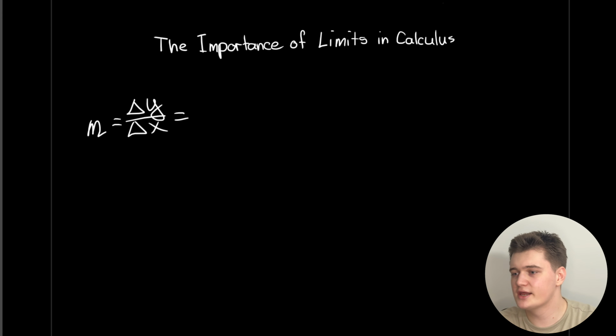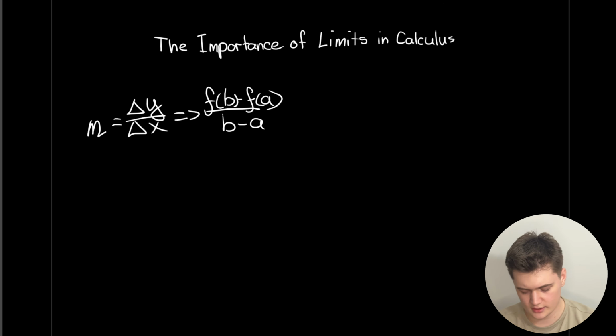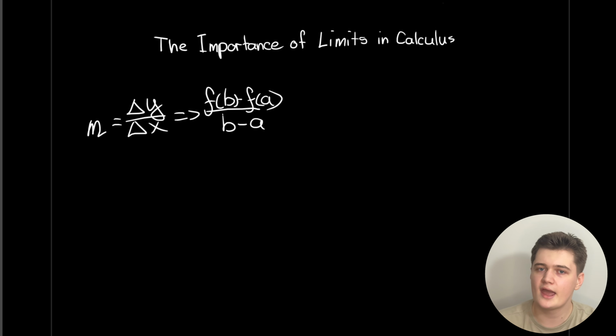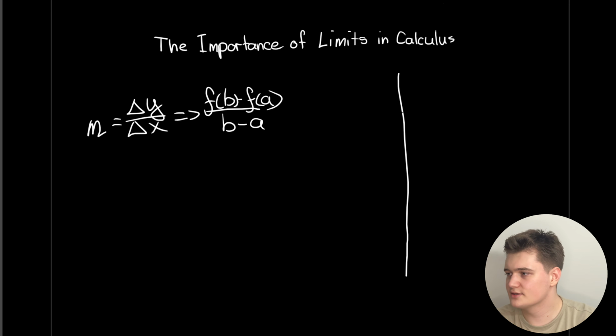We can also rewrite it as f(b) minus f(a) over b minus a. Right? The b is going to be the final point, and a is going to be the initial point. So it's like x final, x initial. Right? Let's take a look at this graph over here.